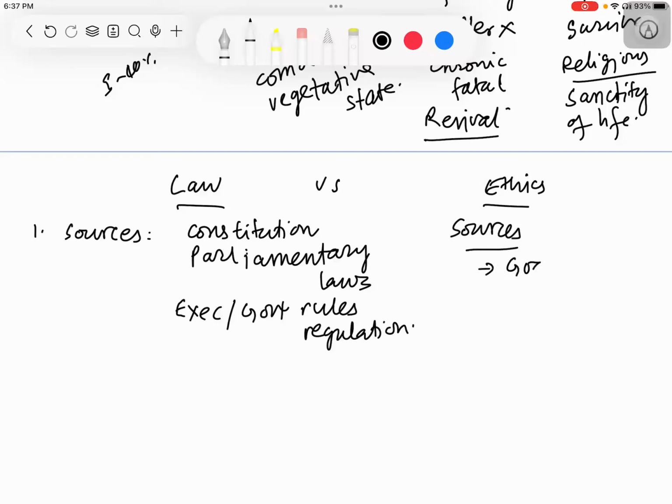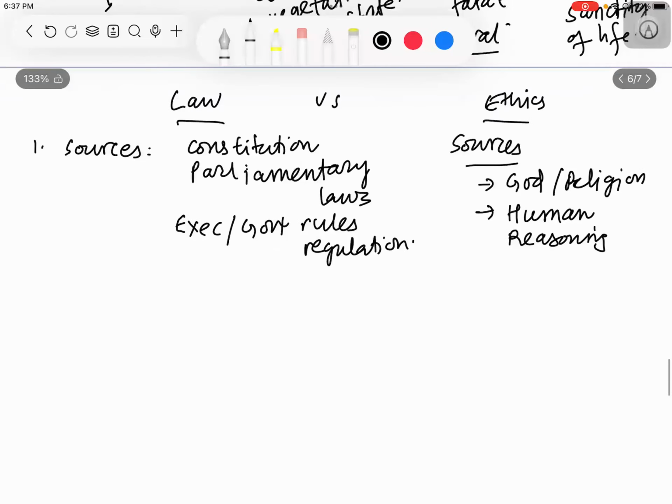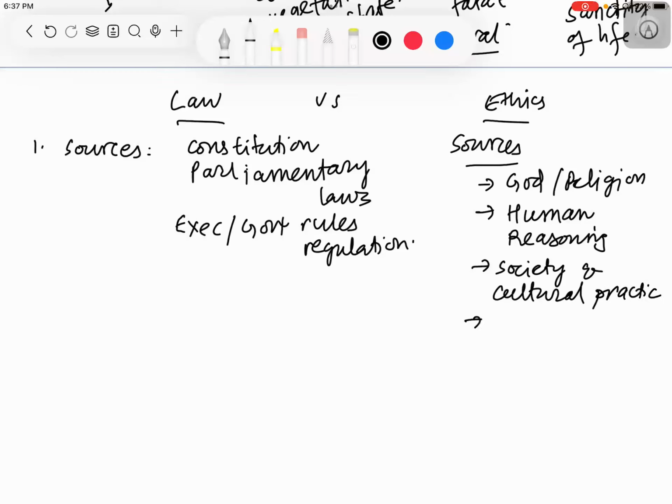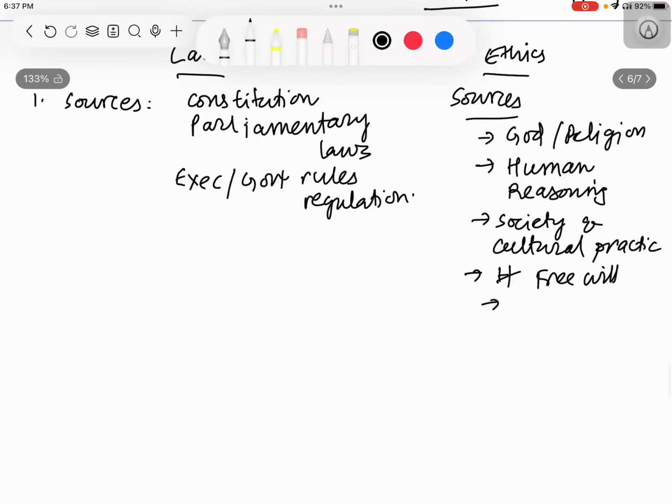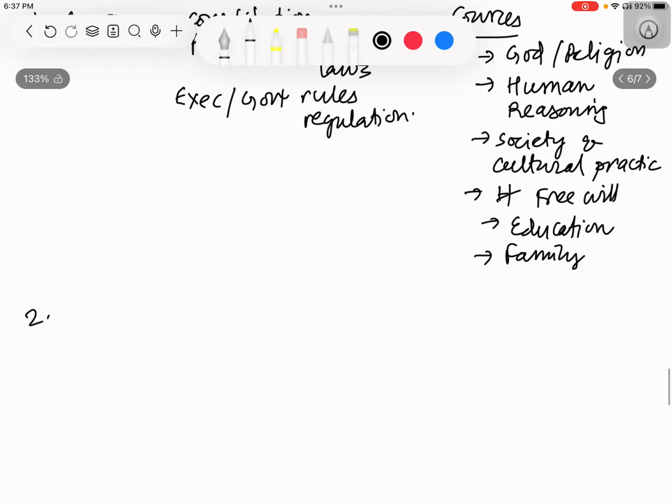For example, there is God, or religion, there is human ability to reason, okay, reasoning ability. Source of ethics is also society and cultural practices, right? The person himself or herself with free will can also decide whether to be ethical or not. So all of this, education, family, these are all sources. So this is the difference.